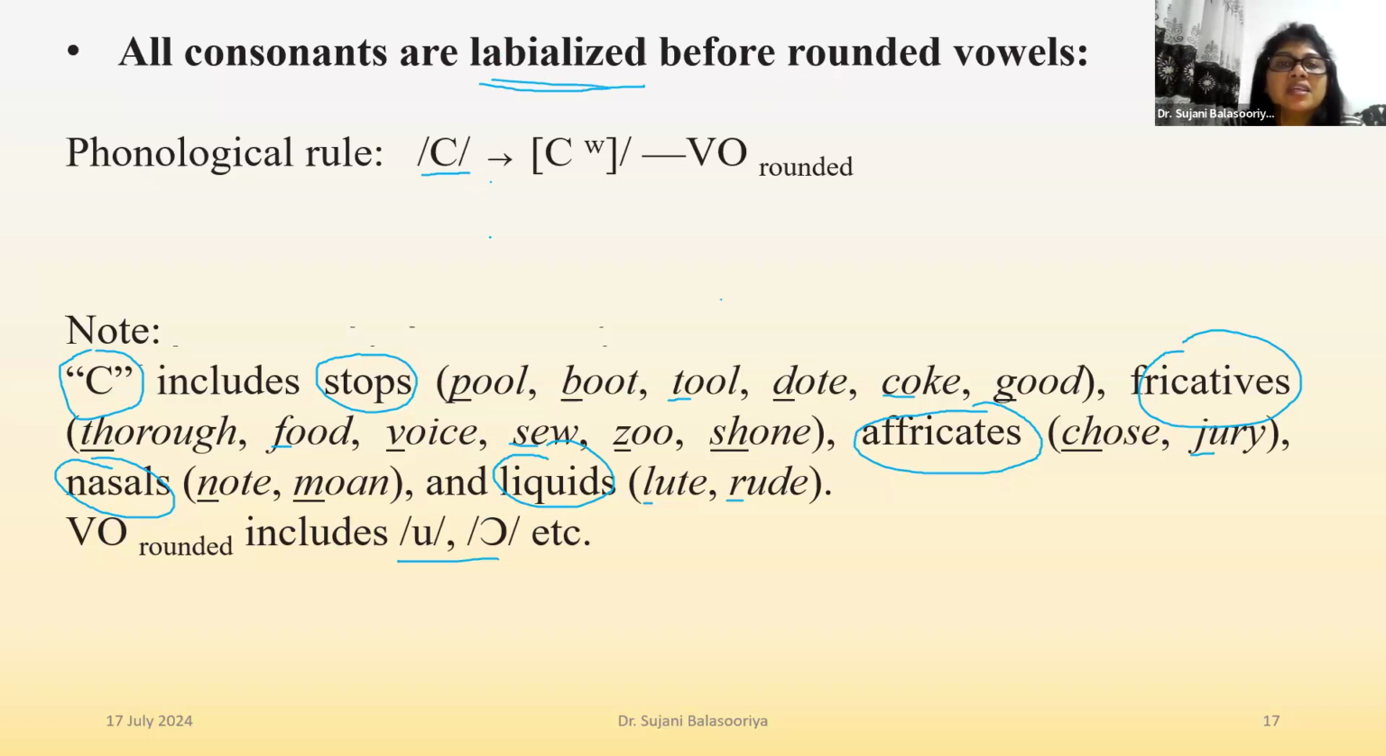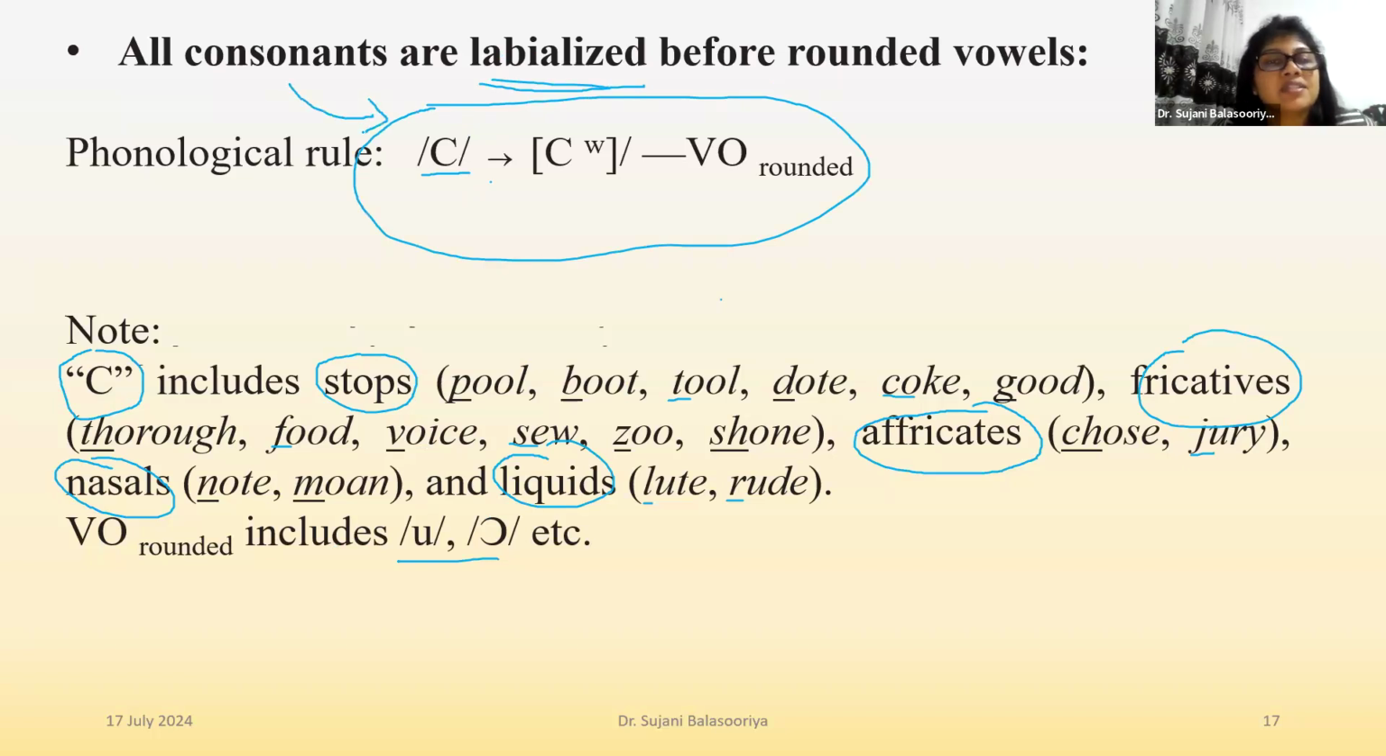This is the phonological rule that expresses this point. So this is how we can write using the symbols. All consonants that belong to any of these given categories become labialized. This is how you should show the labialized consonant before rounded vowels. So you know that, right? Now the words given in brackets are the examples for this phonological rule.